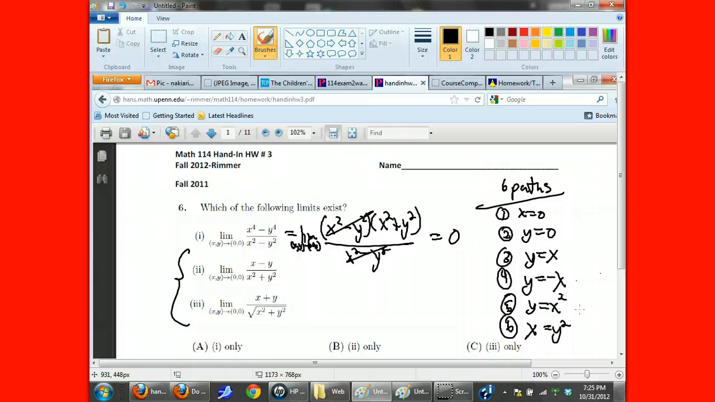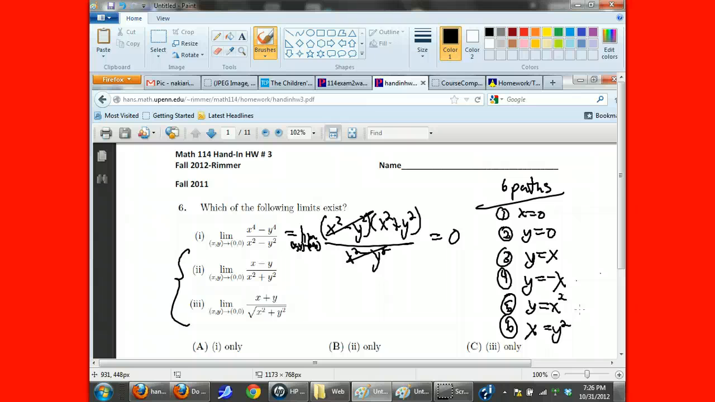For Roman numeral 3, if you go along the line x equals 0, you get a 1. But if you go along the line y equals x, you get 1 over root 2, something like that. Whatever, it's not 1. For 2, x equals 0 gives you negative infinity, y equals 0 gives you infinity. I think they disagree. So that's enough to show one disagreement from the 6 paths. I'll make sure that it'll disagree on one of these 6 paths.